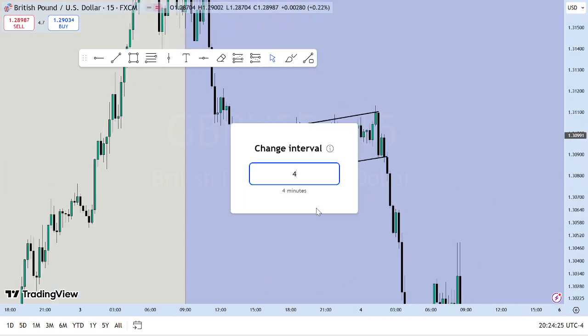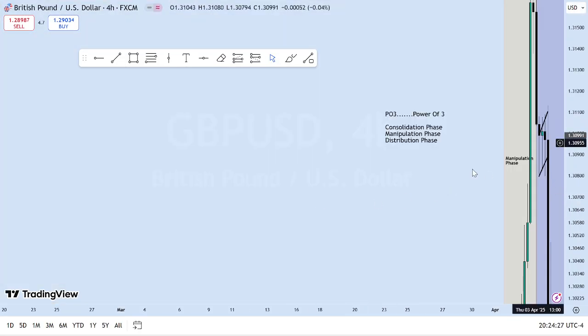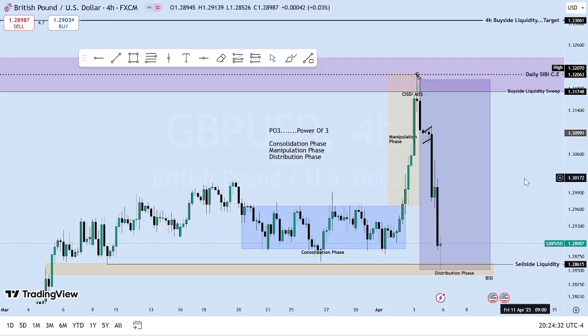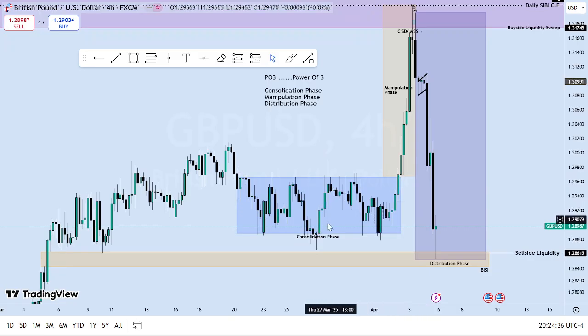That's for 4 hour time frame. If you want to anticipate for the distribution phase, you can go to lower time frame for your entry. For your entry, then you target the low of this consolidation phase. The sell liquidity below there is here. Then inside this inefficiency, that's the sweet delivery for Friday close. You can see the Friday close taking out this sell liquidity, which is the low of this consolidation phase.